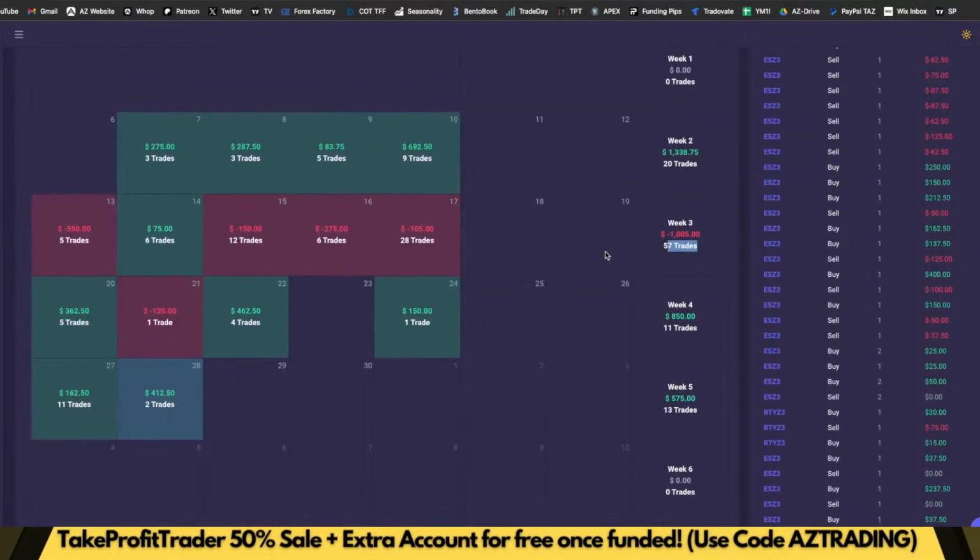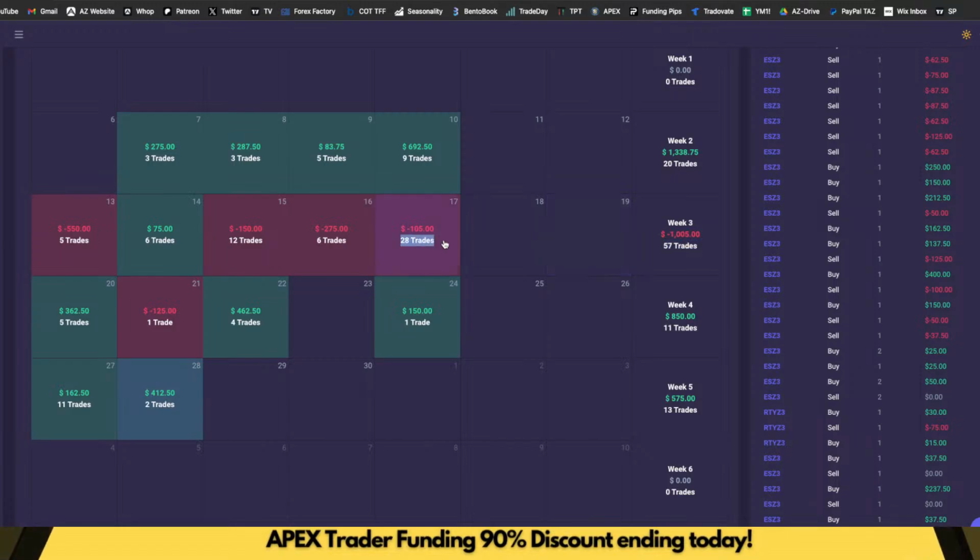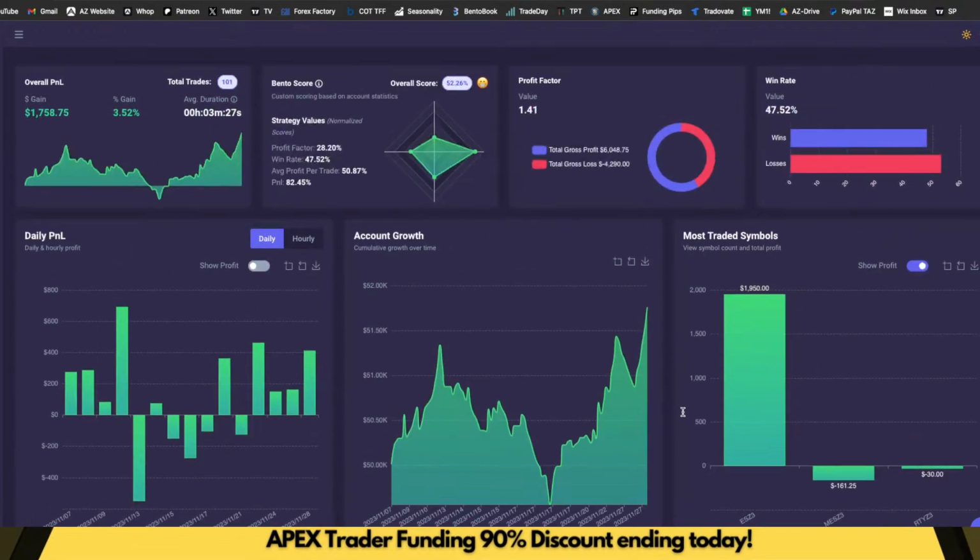This week I lost a little bit more. 57 trades in total, 28, I guess those were micro executions. But so far this week is starting off pretty good. Even with the New York session trade, that would have been fantastic. But I'm happy with that. I'm not too far away from reaching my payout level.